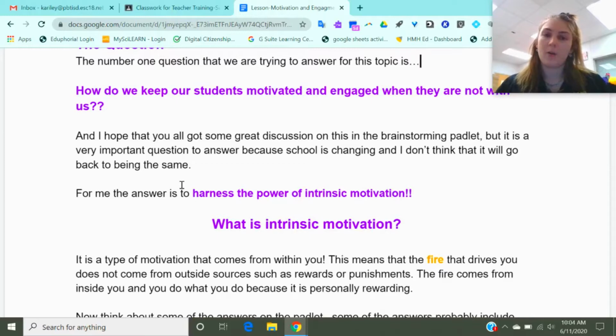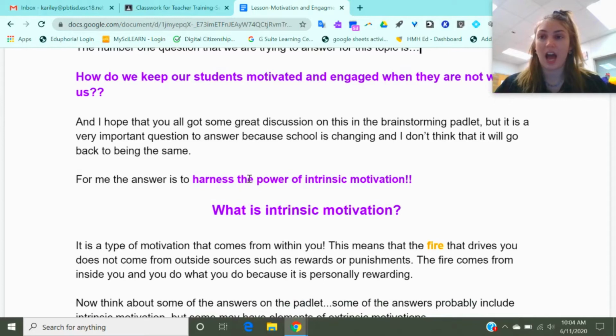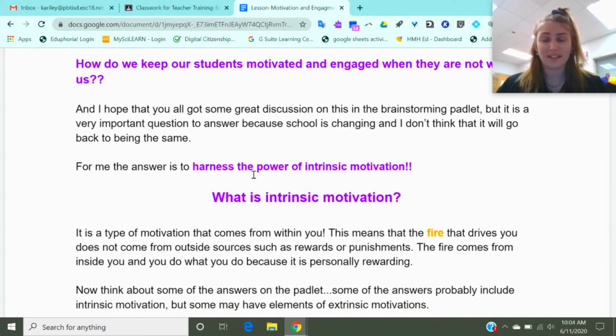And I hope that y'all have had some great discussion on the Padlet. I'm recording this before the class even starts, so there's no answers to see yet, but I hope that you all have had some time to think about the topics and maybe even read over this before you're listening to me. But this is a very important question to answer. School is changing, and I don't think that it's going to be the same as it was before spring break, which isn't necessarily a bad thing.